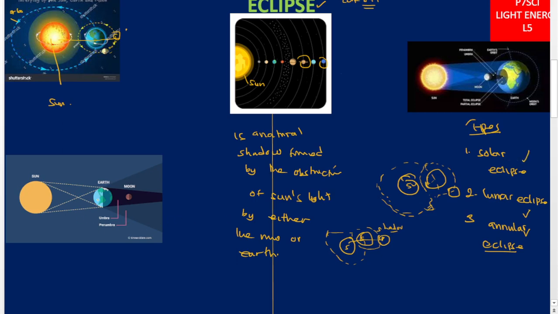When the earth is in between the moon and the sun, this becomes the lunar eclipse, simply because the shadow is going to be cast over the moon. And when we look at this one, what is in the middle? The moon is in between the earth and the sun. Therefore, this one is going to be called the solar eclipse. So there are three types of eclipses: solar eclipse, lunar eclipse, and annular eclipse.